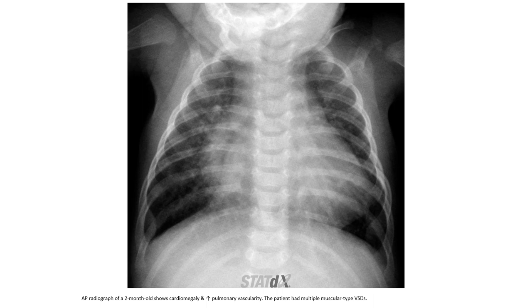AP radiograph of a 2 months old, so cardiomegaly and increased pulmonary vascularity. The patient had multiple muscular type VSD.